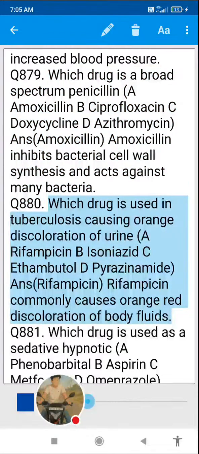Q880. Which drug is used in tuberculosis causing orange discoloration of urine? A. Rifampicin. B. Isoniazid. C. Ethambutol. D. Pyrazinamide. Ans. Rifampicin commonly causes orange-red discoloration of body fluids.